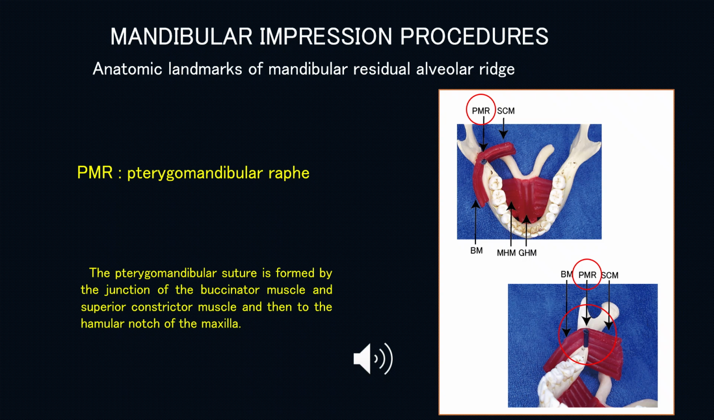Pterygomandibular raphe. The position of the pterygomandibular raphe is indicated by the red circle in the figure on the right. The pterygomandibular raphe is formed by the junction of the buccinator muscle and superior constrictor muscle and then runs to the hamular notch of the maxilla.